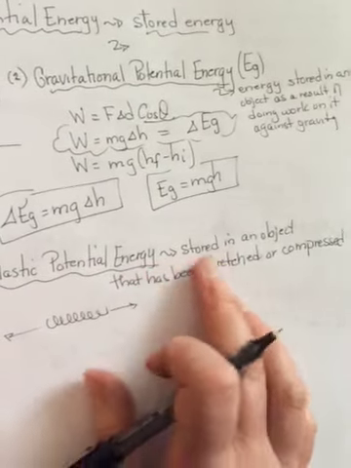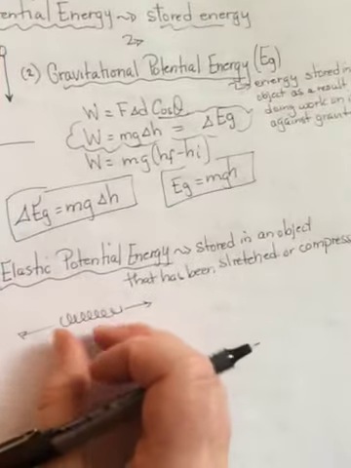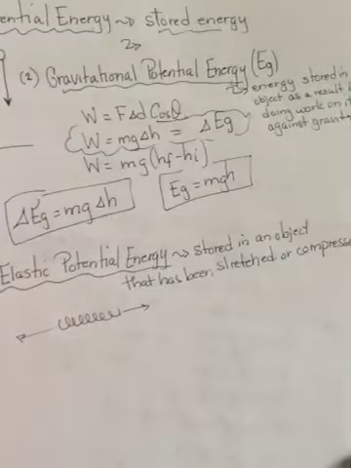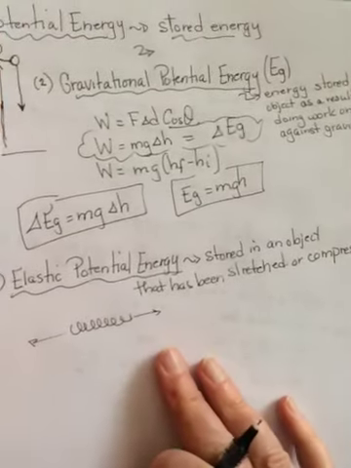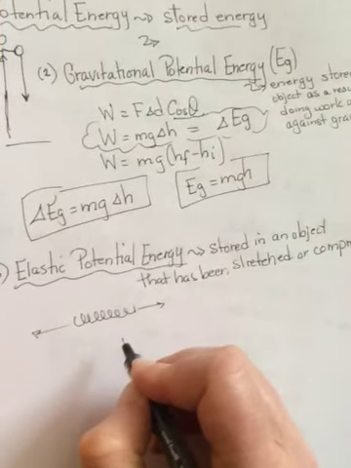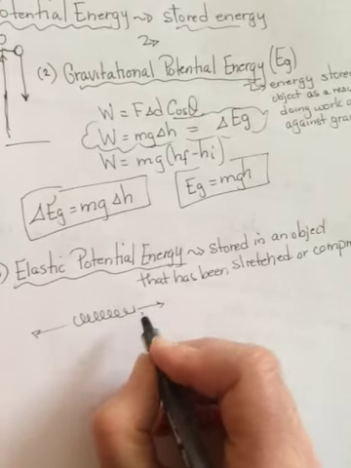Whereas this is energy stored in an object that has been stretched or compressed. So, you've done work. You've applied a force on the spring to pull it outward. You've done work on the spring to stretch it or compress it. Okay? Now, the amount that we've stretched or compressed this object is going to be directly proportional to the force applied.